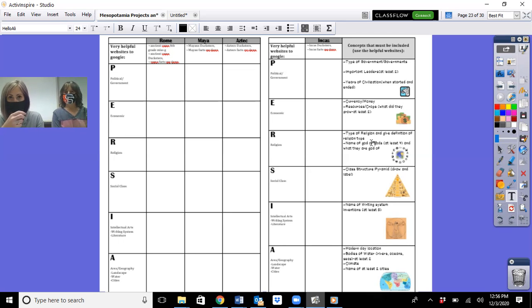All right, R stands for religion. What type of religion is it? And then give me the definition. I know you're thinking, oh my gosh, how am I going to find all this? Calm down, I'll show you. I've got it covered. And then also name at least two. Did I say? Oh, 4. I apologize, I can't see, I'm old. 4 of their gods or goddesses.